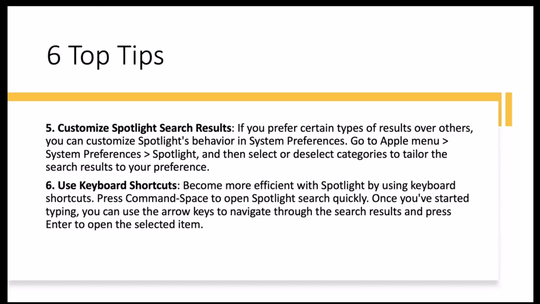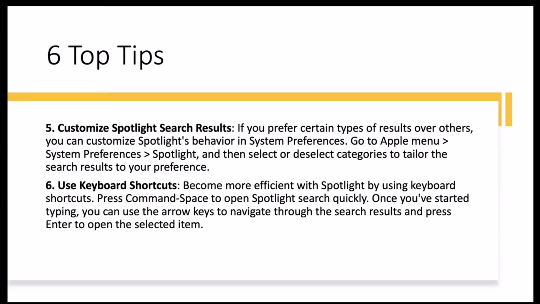Number 5, customize Spotlight search results. If you prefer certain types of results over others, you can customize Spotlight behavior in System Preferences. Go to the Apple menu, System Preferences, Spotlight, then select or deselect the categories to tailor the search results to your preference.